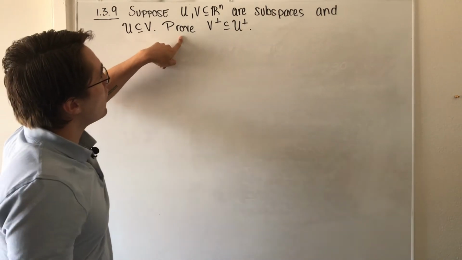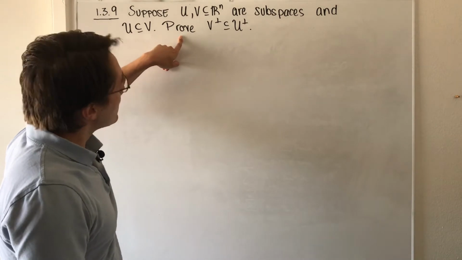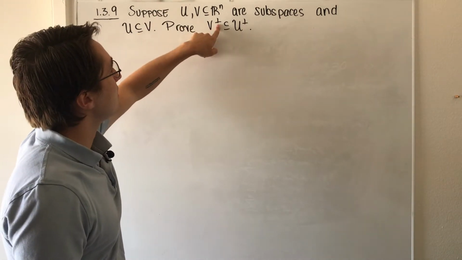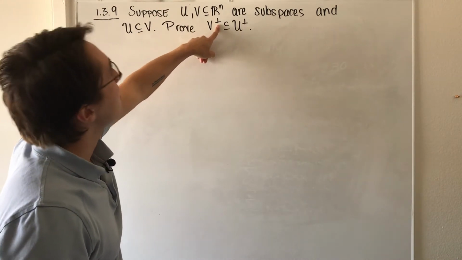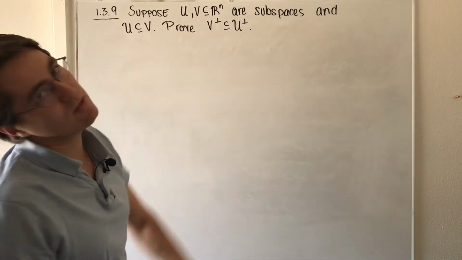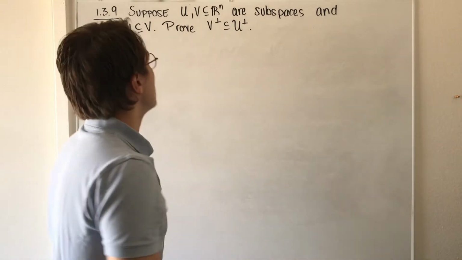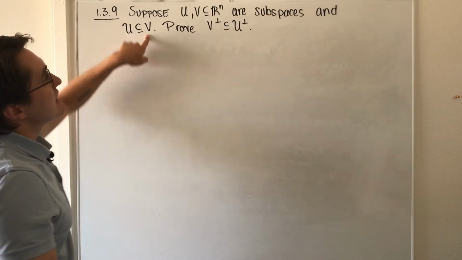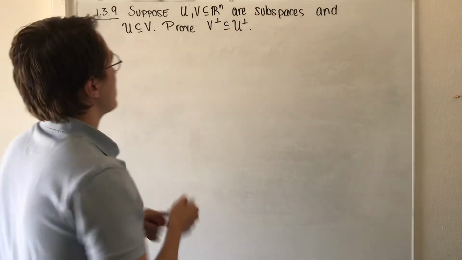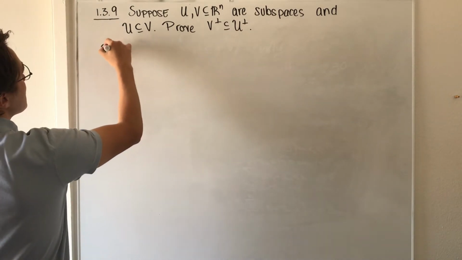We want to show from those assumptions that it follows that the orthogonal complement of V is a subset of the orthogonal complement of U. In other words, V perp is a subset of U perp, right? If U is a subset of V, then V perp is a subset of U perp. So let's go ahead and prove this.